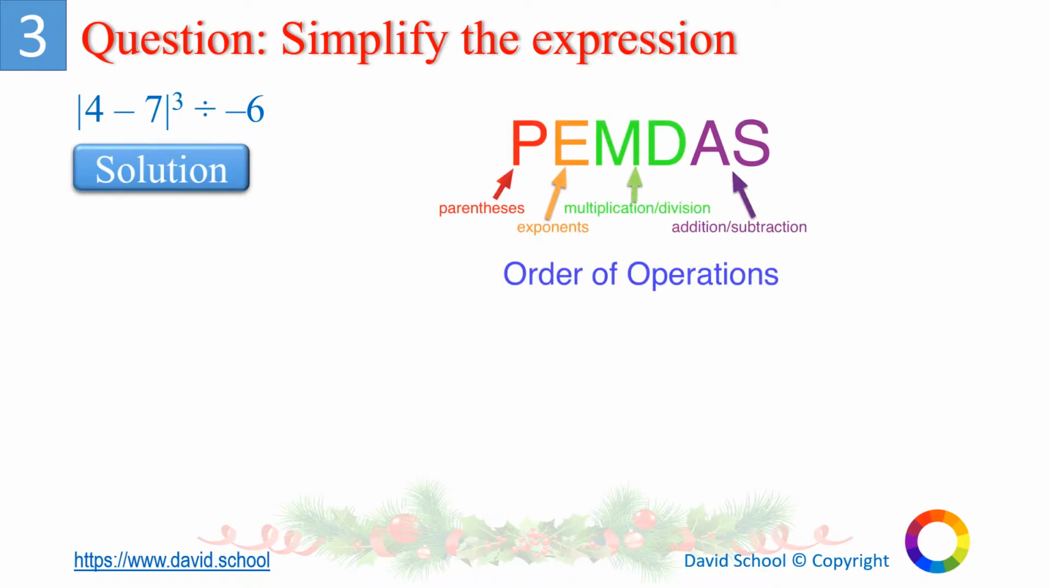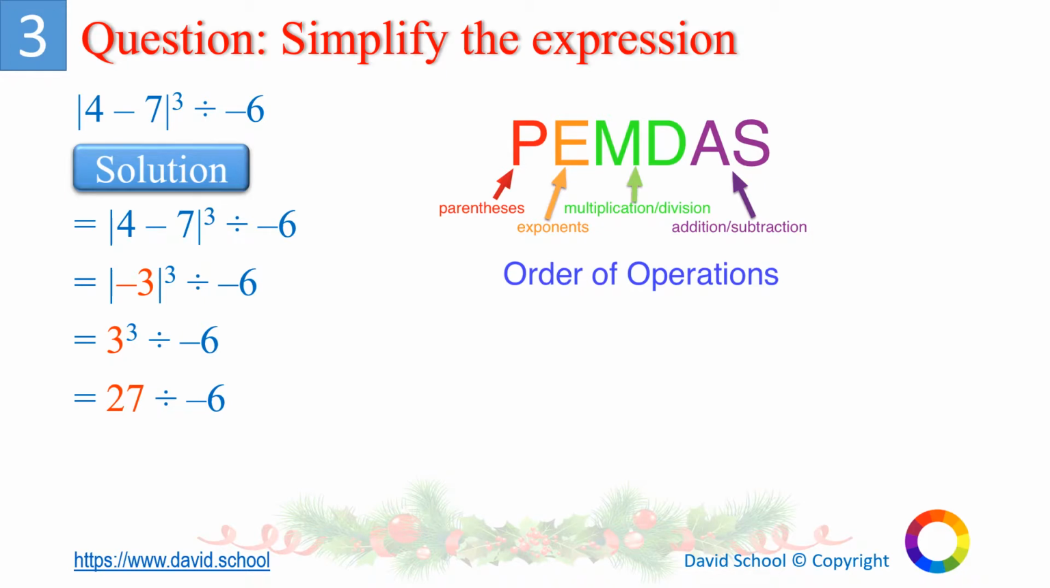Question 3. 4 minus 7 cubed is in the absolute value symbol divided by -6. We use parentheses. 4 minus 7 cubed. Before cubing this number, we find 4 minus 7, that is negative 3. Since this is absolute value symbol, negative 3 becomes 3, which is 27 divided by negative 6. That is 27 over negative 6, which is 9 over negative 2.